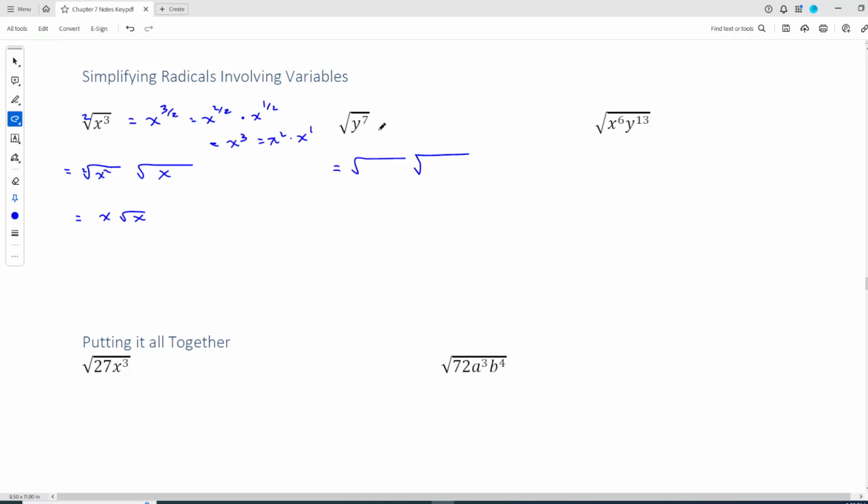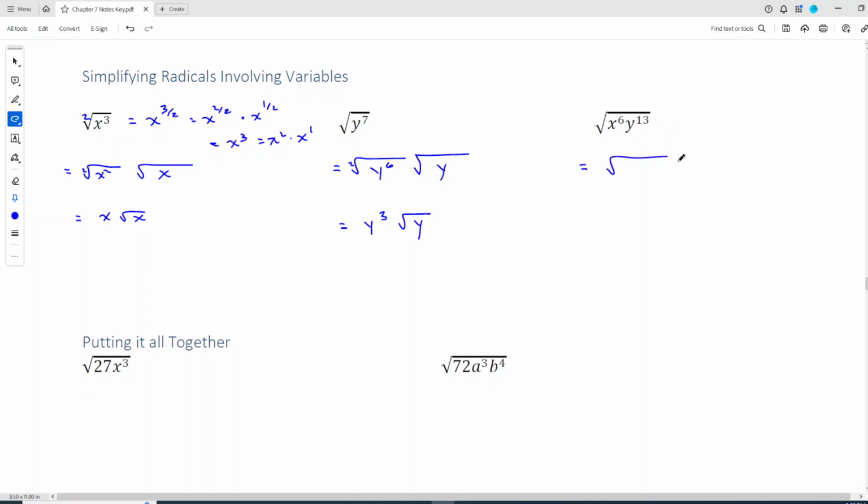All right, so what about this one? What is the highest perfect square less than 7? Or let me put that differently: what's the highest number less than 7 that divides by 2? 6. I'd be left with a y. Then again, this is the square root of y to the 6, so I'm going to do 6 divided by 2, which is 3, root y. All right, try this one.